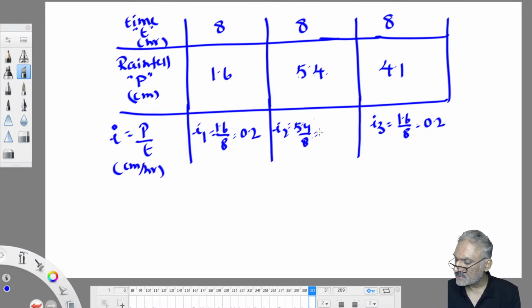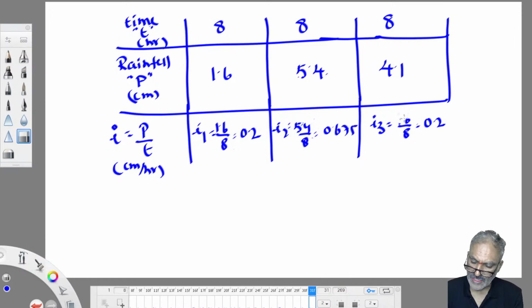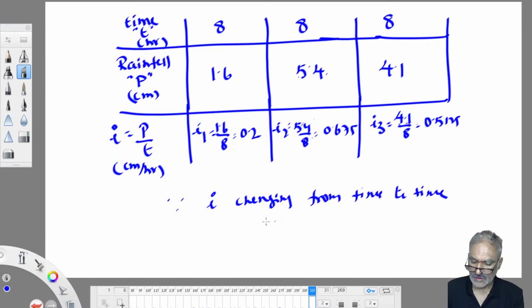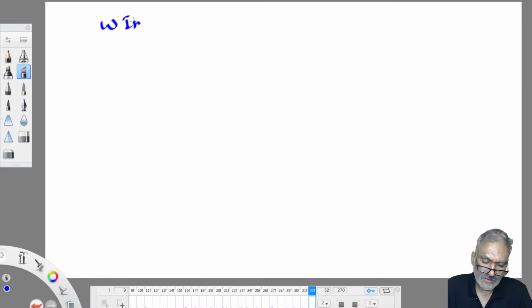What is 5.4 by 8? 0.675. 4.1 by 8, 0.5125. These are the I values. Okay. So since I is changing from time to time, therefore it is a non-uniform storm. So for non-uniform storms, what we do? First we work out W index.